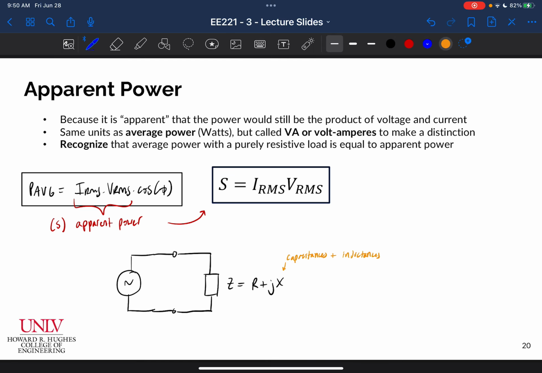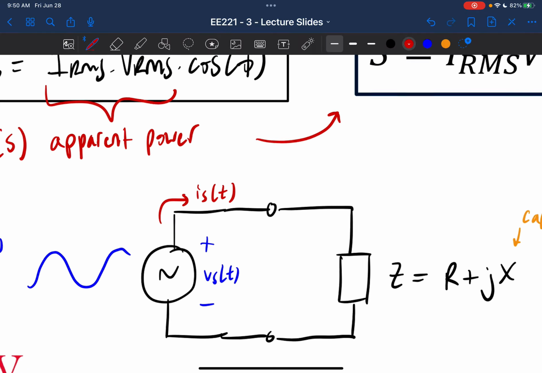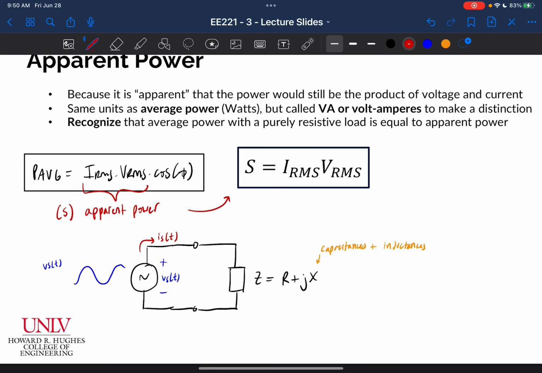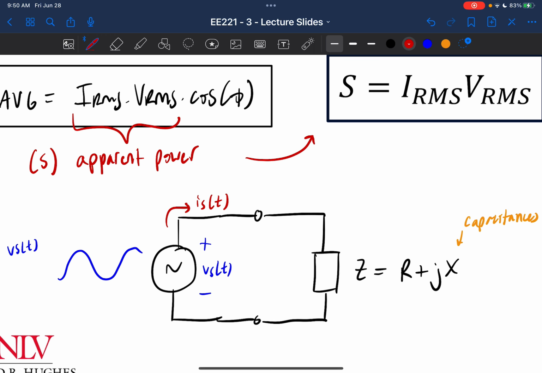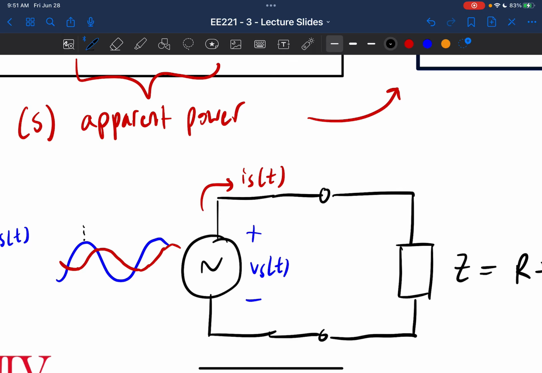So I could have my source voltage, that would be this voltage here. And then I'm going to have some current flowing into my circuit, I_S of t, driving this load. And because of the reactance, the capacitances and inductances that I have in my load, my voltage and my current will not be in phase. So I might get something that looks more like this for my current. And so we need to account for this phase shift, which we talked about.